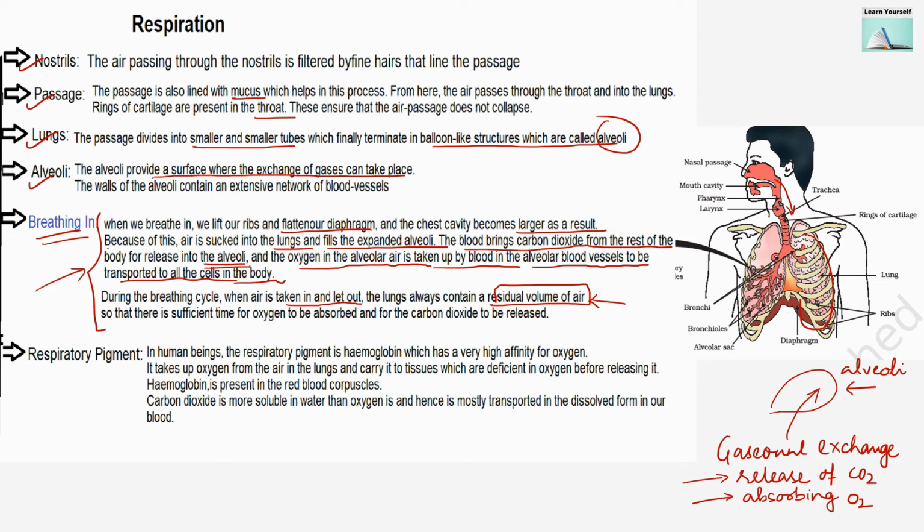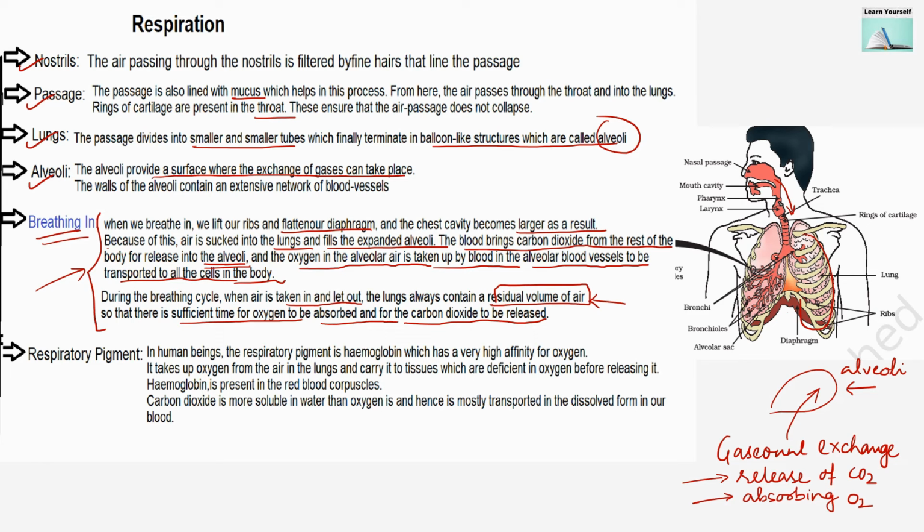So this buffer volume of air helps the lungs pass fresh oxygen every time, so that there is sufficient time for oxygen to be absorbed and for the carbon dioxide to be released. To take up the fresh oxygen and to release carbon dioxide, it takes some time. So the lungs will always have some buffer volume of air, the residual volume of air.